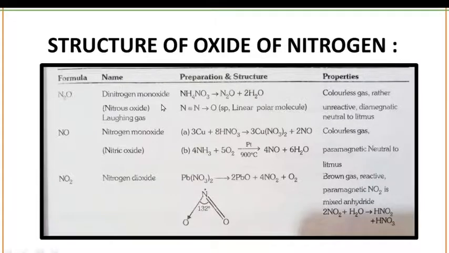For example, if the name is dinitrogen monoxide, that is also known as nitrous oxide and laughing gas. What you have to learn? The formula for nitrous oxide, that is N2O, and the properties of N2O: that it is colorless, rather unreactive, diamagnetic and neutral to litmus.